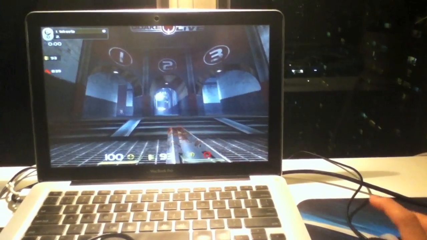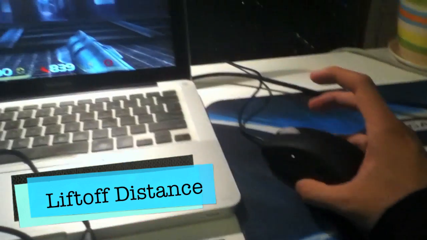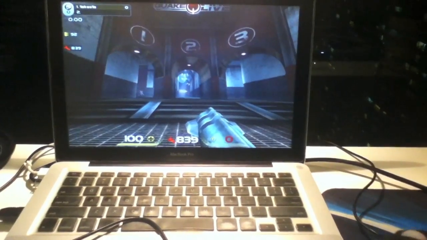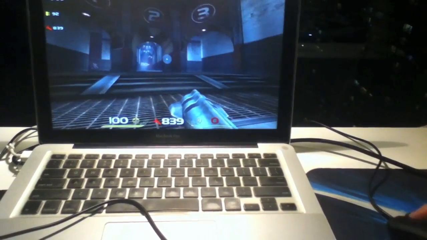No Z-axis problem, the cursor stays absolutely fine. Liftoff distance, absolutely very low liftoff distance, so that's very, very good.